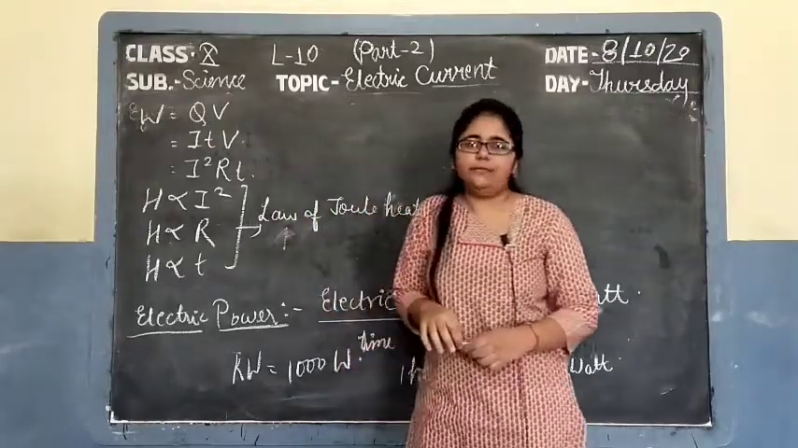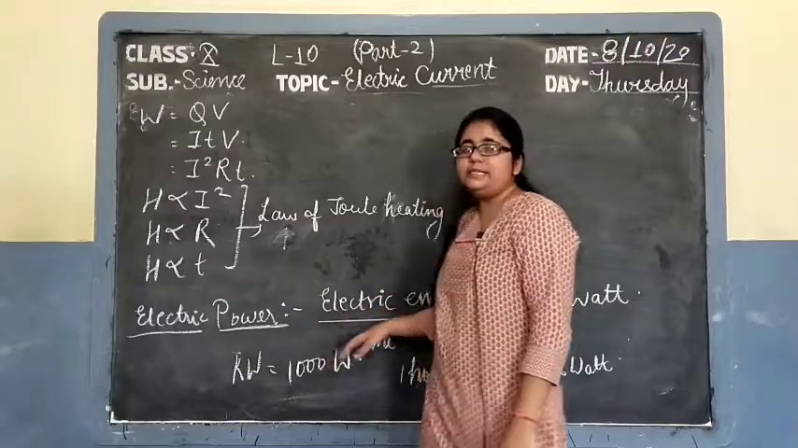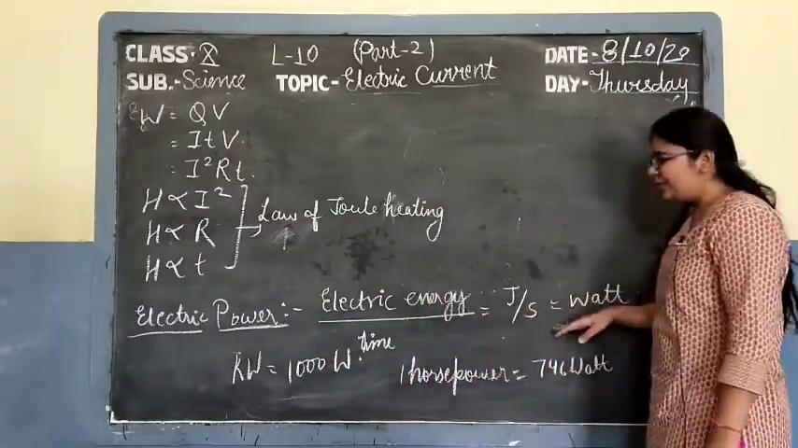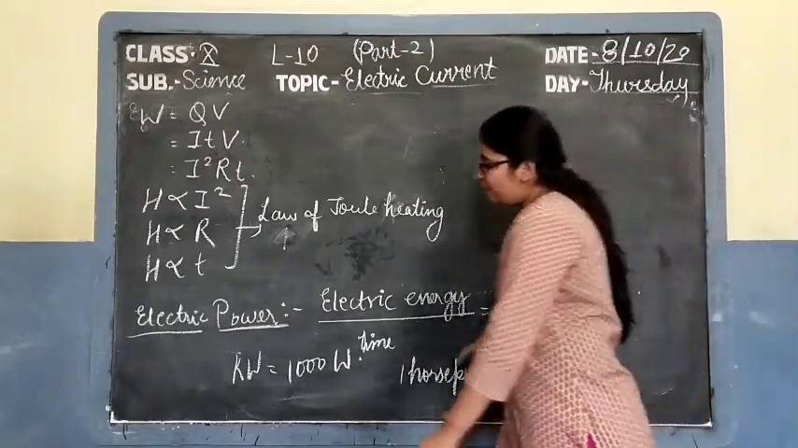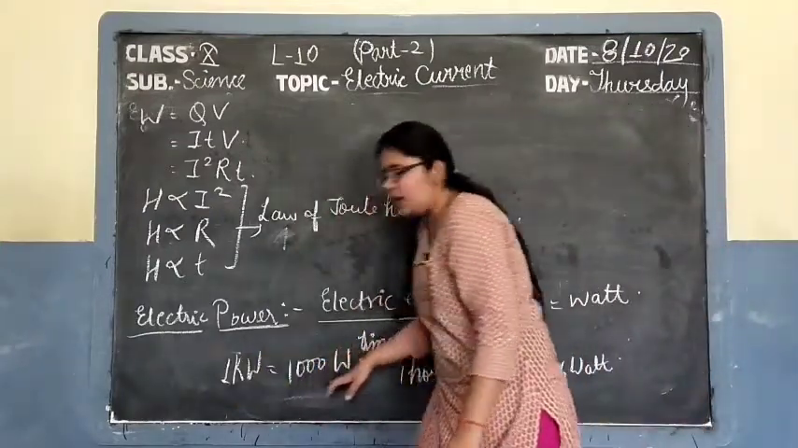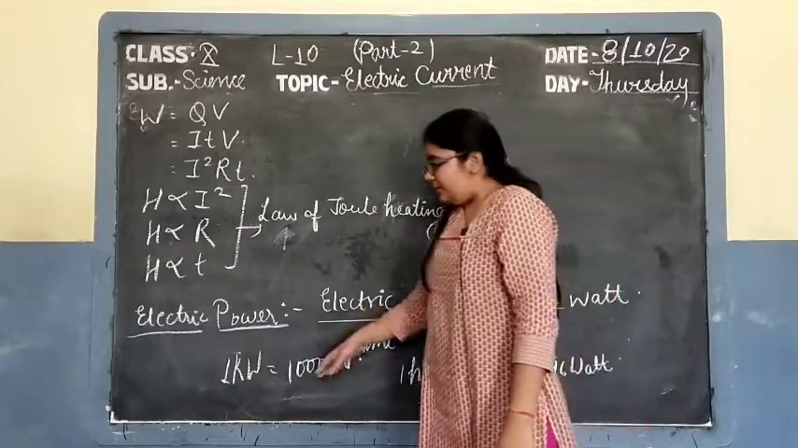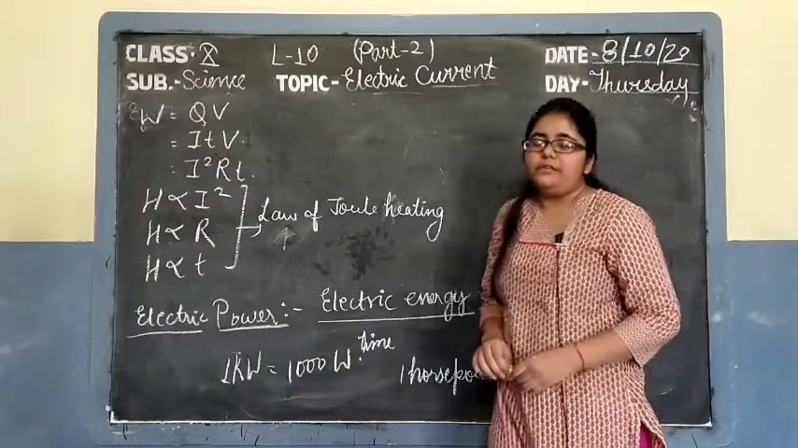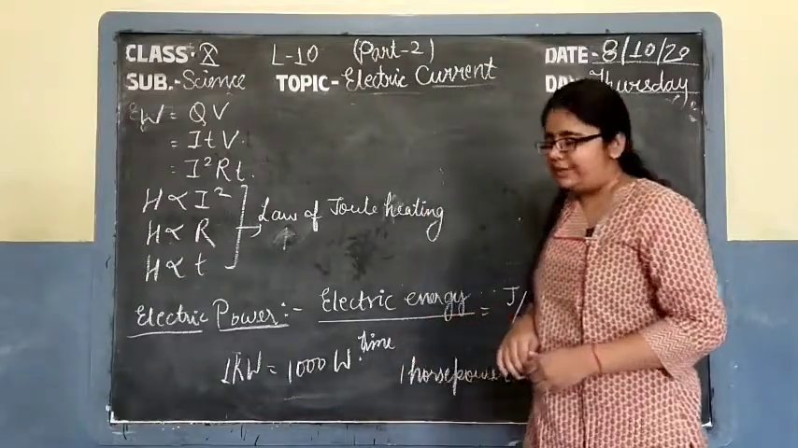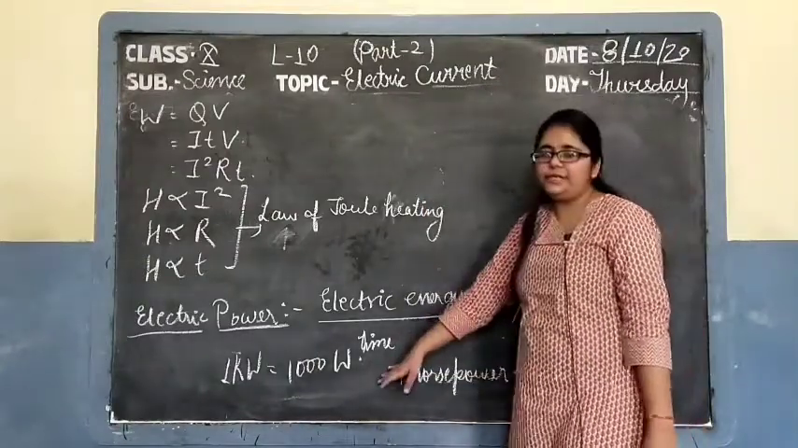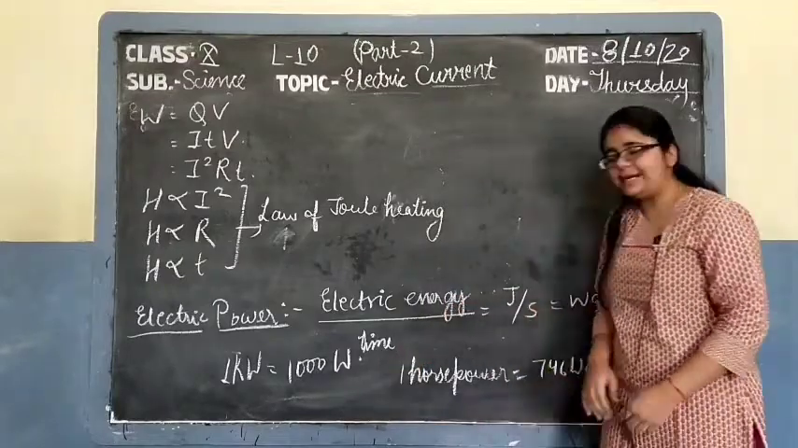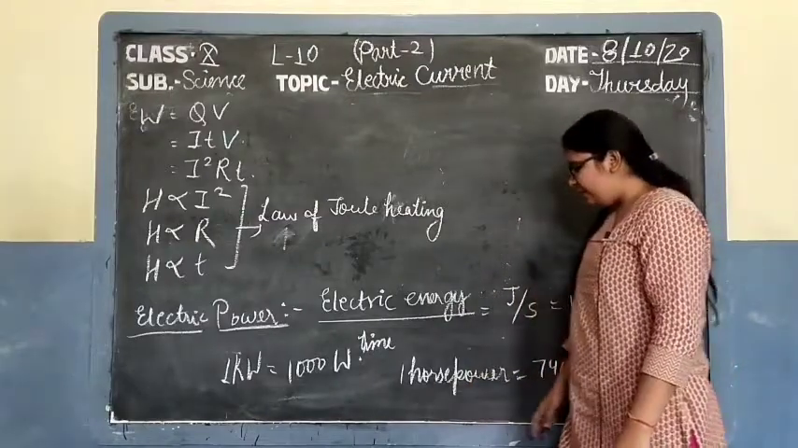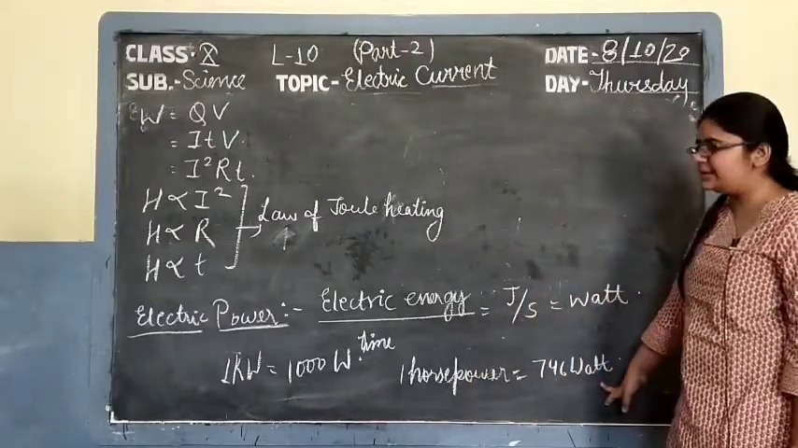Now the next term is electric power, that is the electric energy produced in unit time. The unit will be joule per second or watt. 1 kilowatt is equal to 1000 watt. The kilowatt is a greater unit than the watt. In practical use, we use the kilowatt hour unit because it is very convenient for calculation. One more practical unit which is commonly used for power is 1 horsepower. 1 horsepower is equal to 746 watt.